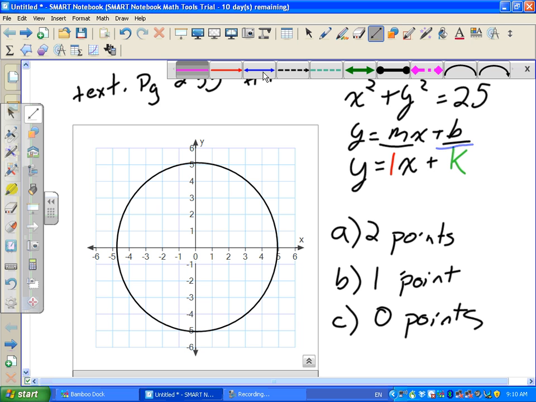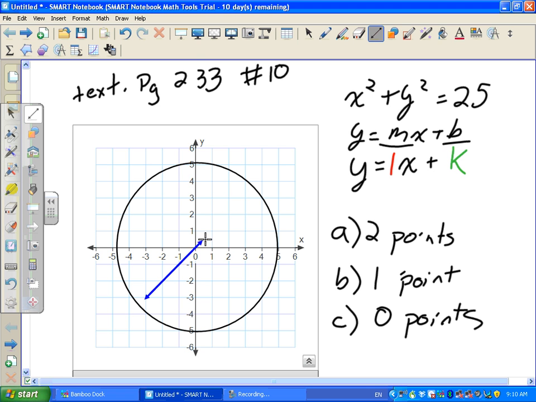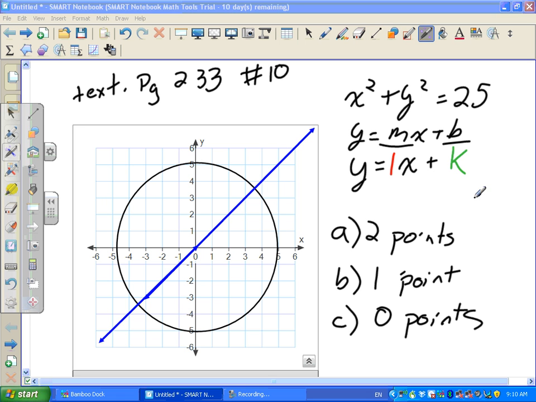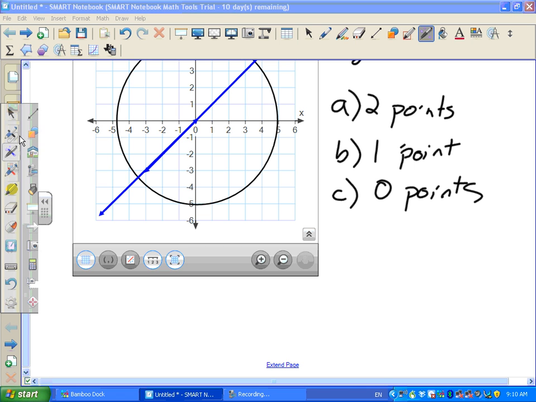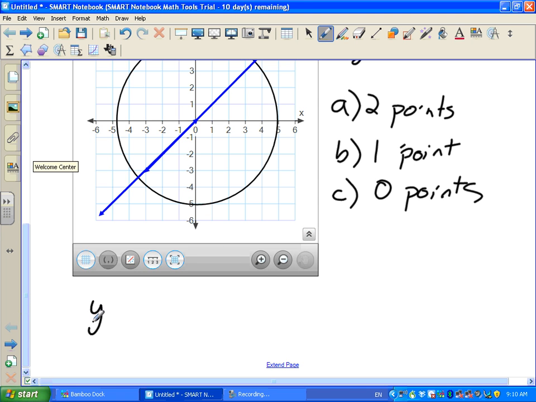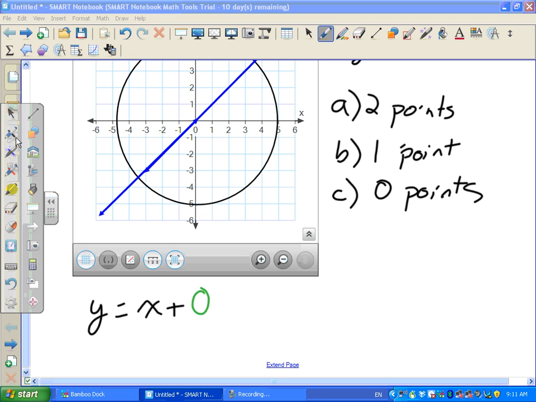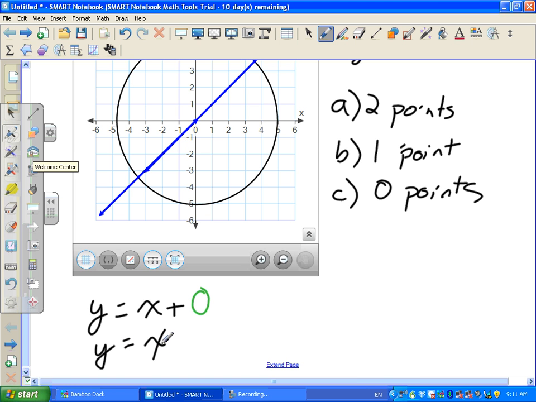So for instance, let's say I draw this line here. Very nice. There you go. This line here, does anyone know what the y-intercept is for that line? 0. The y-intercept is 0. So if I was to write the equation of this line below, our blue one, the equation of this line would be y is equal to x plus, and our k value is what? 0. That's right. So really the equation of this line is just y equals x.